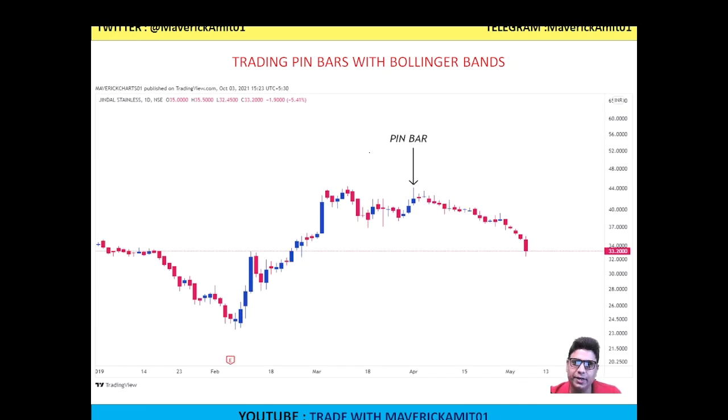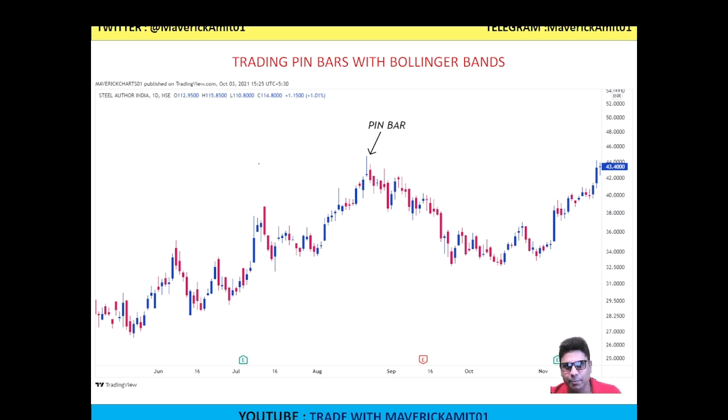Now let us try to identify a bearish pin bar pattern. So friends, in case of a bearish pin bar pattern, the long tail is formed on the upper side of the candlestick. So you can see here, this particular pin bar has a small real body. Once again, the color of the body does not matter. It may be red or it may be blue, and there is a long tail or a wick on the upper side. So this is my bearish pin bar.